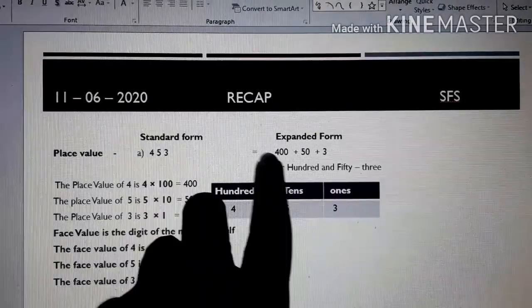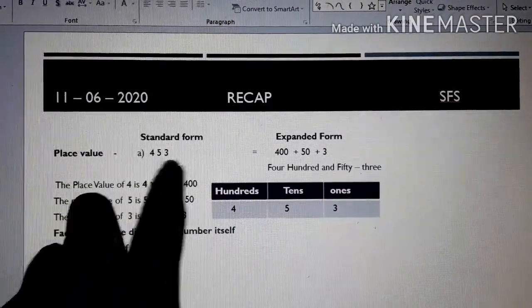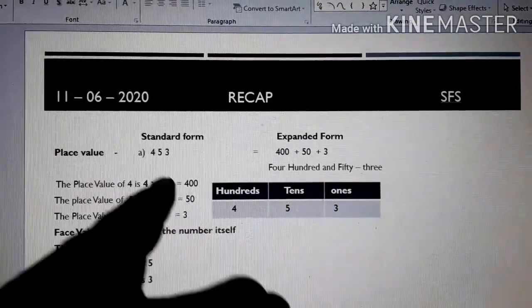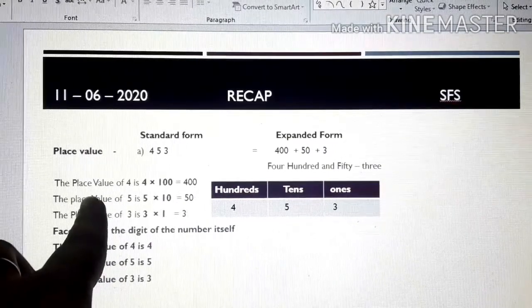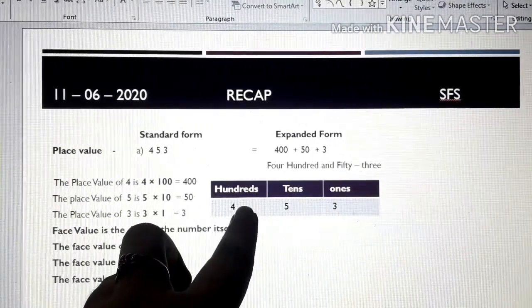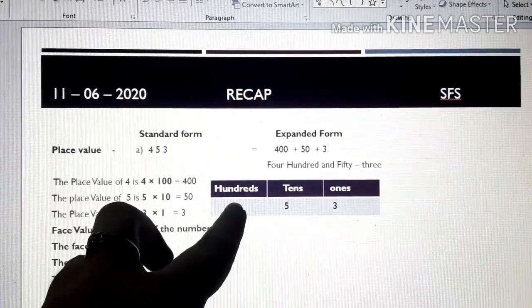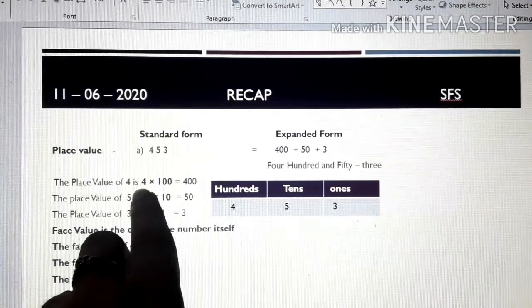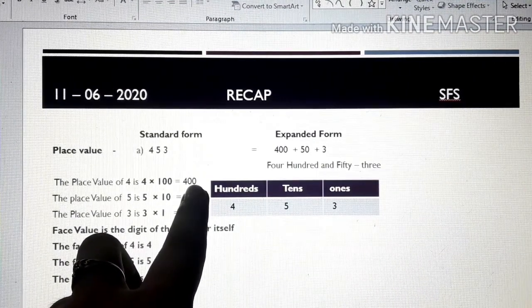Now, as you know, while expanding, children, we put the place value, isn't it? Place value of 4 is 400. Place value of 5 is 50. Place value of 3 is 3, because it is in 1's place, right? So, children, you can see here the place value of 4 is in which place? 100's place. So, how do you get the place value now? This is in 100's place, so you multiply the digit 4 with 100. You get 400. Okay?